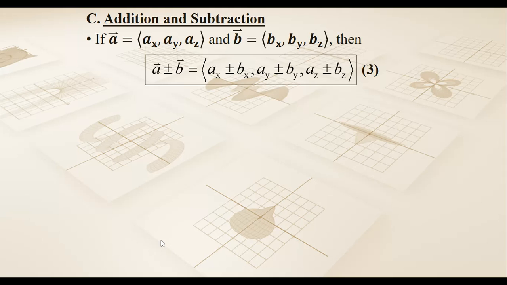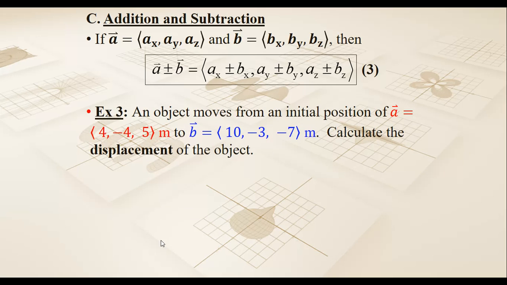So if you wanted to go vector A plus vector B, that would be equal to, as an ordered triplet, AX plus BX, comma, AY plus BY, comma, AZ plus BZ. Or if you wanted to subtract, so A minus B, that would be equal to AX minus BX, AY minus BY, and AZ minus BZ. So again, you just combine the X, Y, and Z components separately.